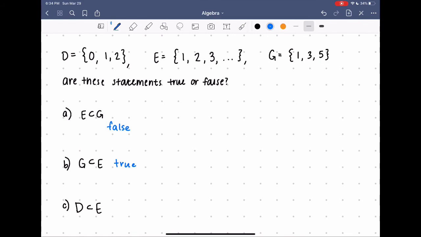Now, is D a subset of set E? Let's look at D. Does it have all the same things as E? D has 1 and 2, and E also has 1 and 2. But D has 0, and E does not have 0. So therefore, D cannot be a subset of set E. That would be false.